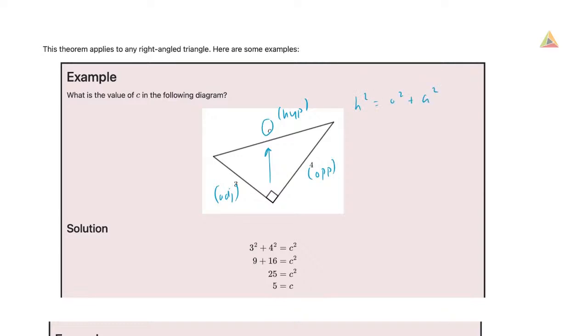In this case, our hypotenuse is C, so it's going to be C squared is equal to O squared, which is 4 squared, plus A squared, which is 3 squared. So C squared is equal to 16 plus 9. So C squared is equal to 25. So remember, when we want to get the inverse of the square, we get the square root on the other side. So C is going to be the root of 25. The root of 25 is 5. So C is 5, which is the value that they've given.